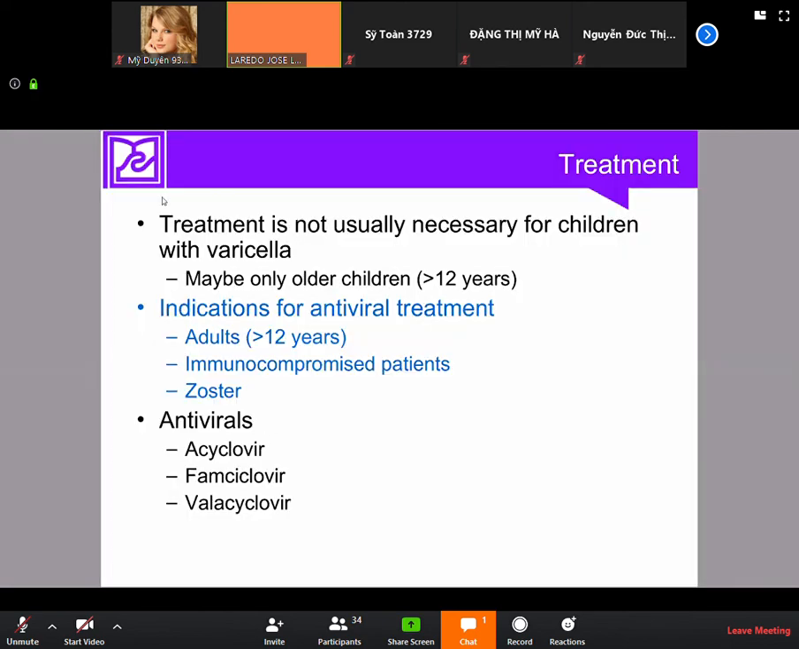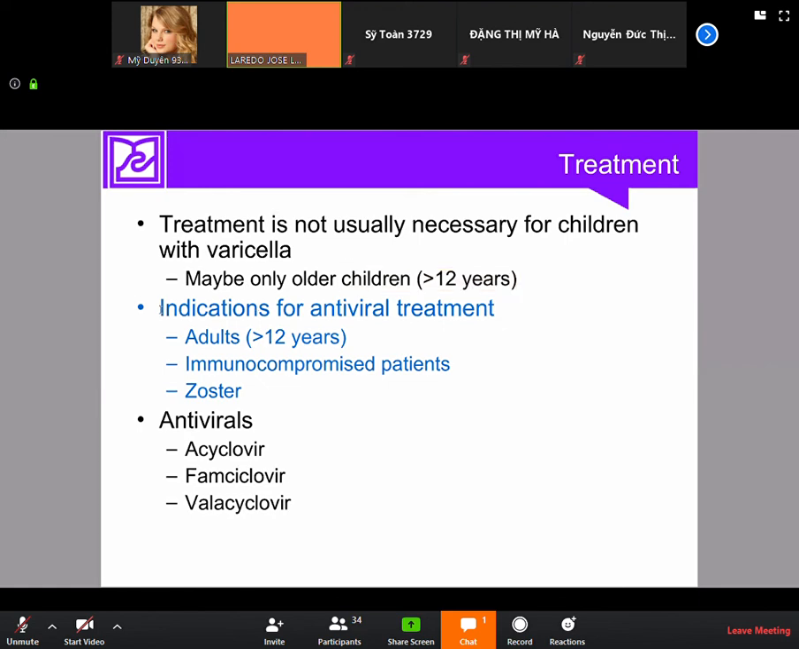So, should we treat these diseases? Should we treat? Only sometimes. For children with varicella, the treatment is not usually necessary. We only treat varicella in children older than 12 years because varicella is very mild in small children, but it may be very severe in older children.